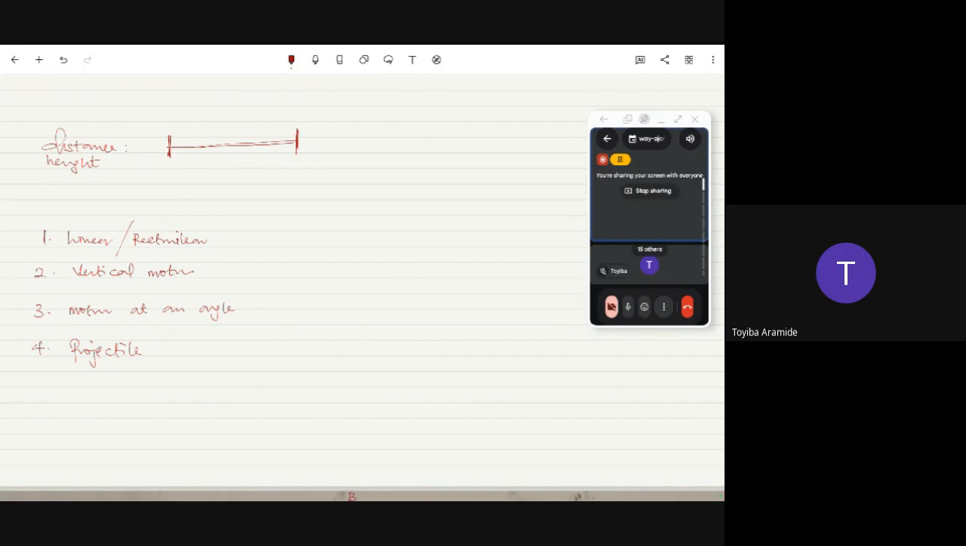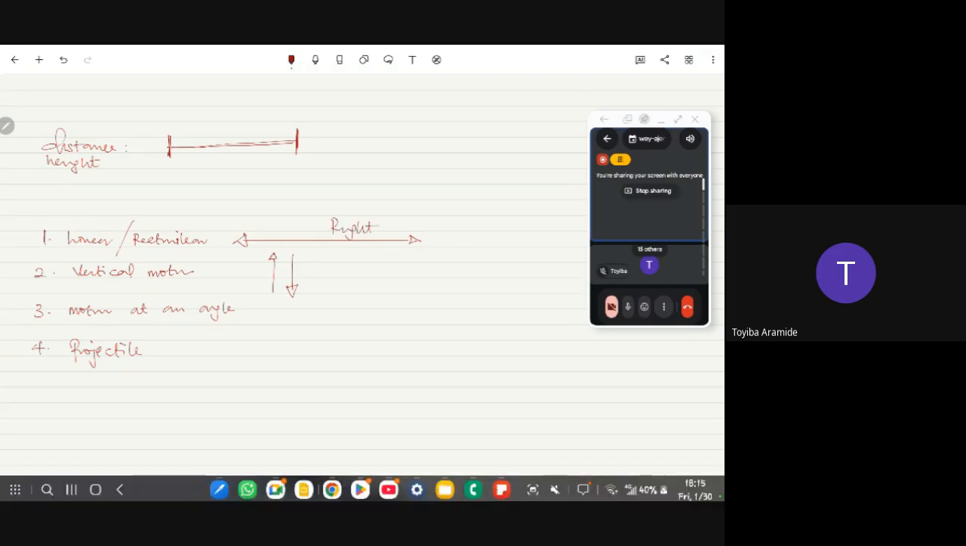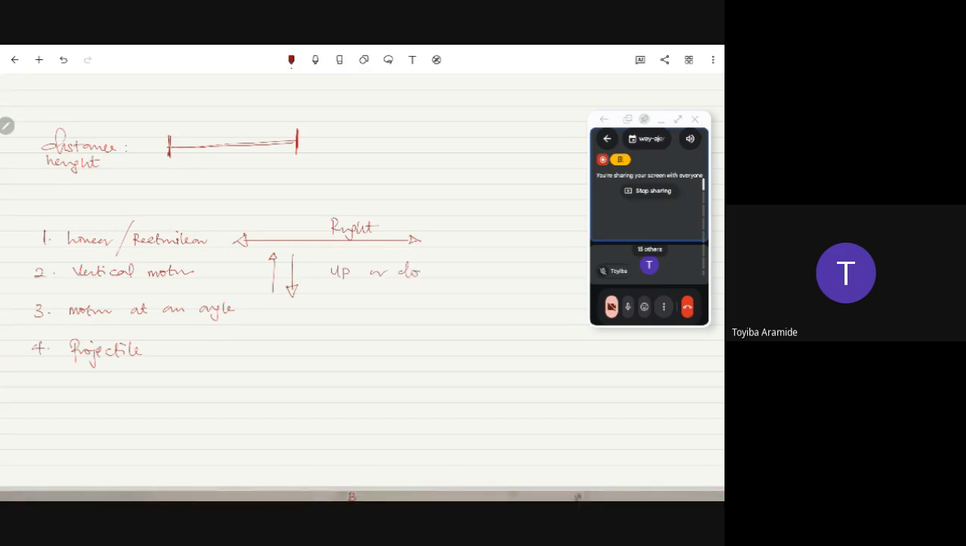When we say linear motion, we are talking about a motion like this, on a straight line like this. When we say vertical motion, we are talking about motion like this or motion like this, up and down. For linear or rectilinear, we're talking about motion going from right to left or left to right. Vertical motion, we're talking about motion going up or down.